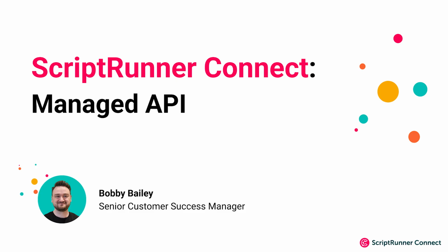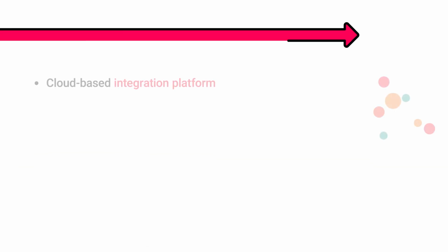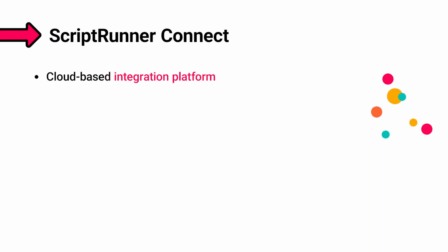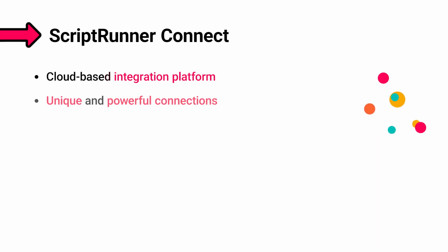Hello, my name is Bobby, and in this video I'm going to be showing you the Managed API, a powerful feature for ScriptRunner Connect. ScriptRunner Connect is our cloud-based integration platform that gives you the ability to write code to create unique and powerful integrations and connections between the tools in your software ecosystem.